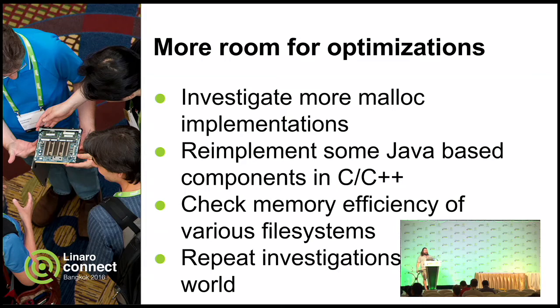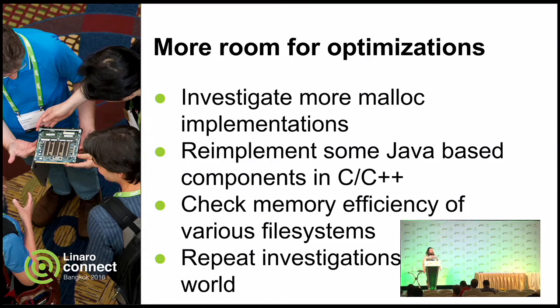So what else could be done that we haven't done so far? Investigating more malloc implementations is in progress. Then we've had the idea of re-implementing some Java-based components in C and C++, because that would eliminate some of the overhead of the various runtime libraries. But that's another thing that's going to be a lot of work with probably not all that much benefit, because with all the apps in the background, Java stuff is going to be running anyway.